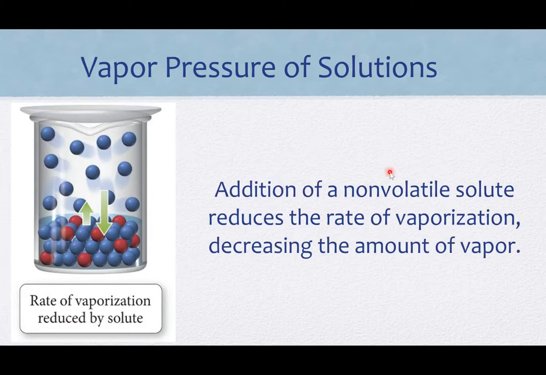So with the addition of a non-volatile solute, this reduces the rate of vaporization or decreases the amount of vapor. If there's less vapor, then there is a lower pressure, right? So less vapor, less particles to register a pressure, so a lower pressure, vapor pressure lowering. Okay.